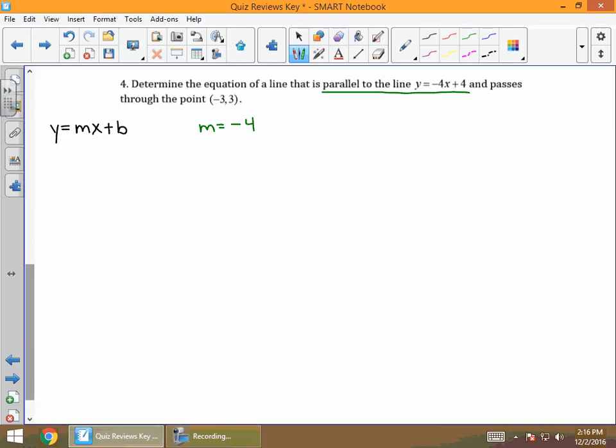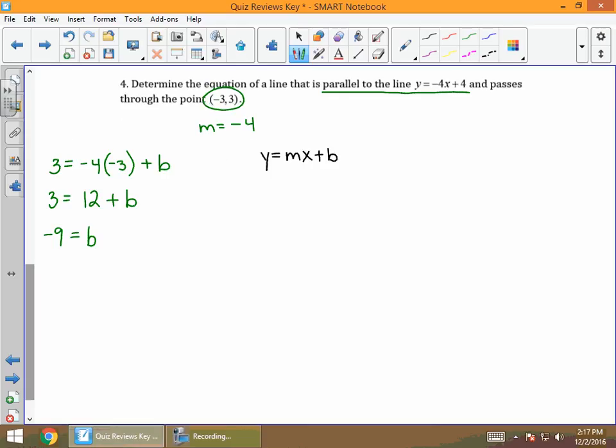How do I find b? Well, I use the point that they give me. The y value in that point is 3. So 3 equals the slope, negative 4, times the x value, which we can see is negative 3, plus b. So negative 4 times negative 3 is 12, plus b. Subtract 12 on both sides. 3 minus 12 is negative 9, is equal to b.